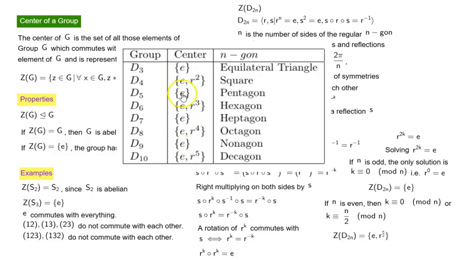Remember, these are normal subgroups in their respective groups, because the center of a group is always a normal subgroup of G.